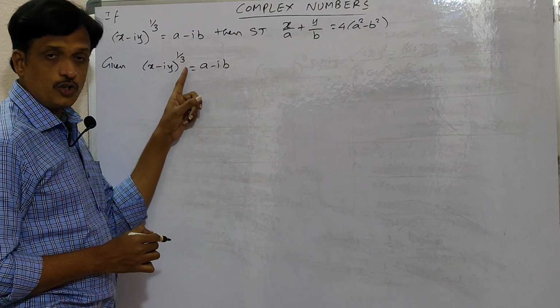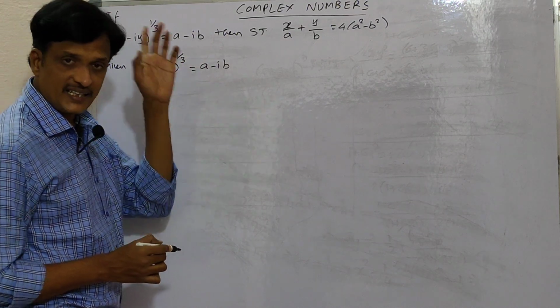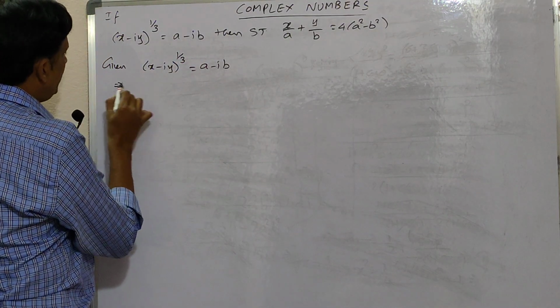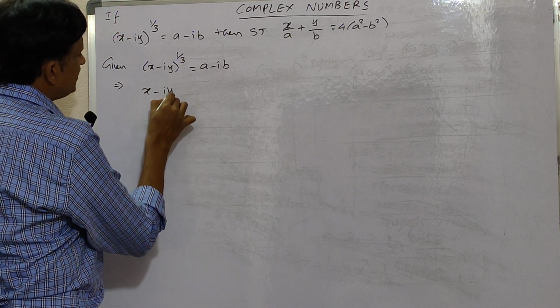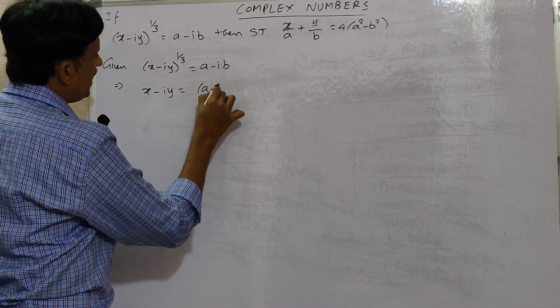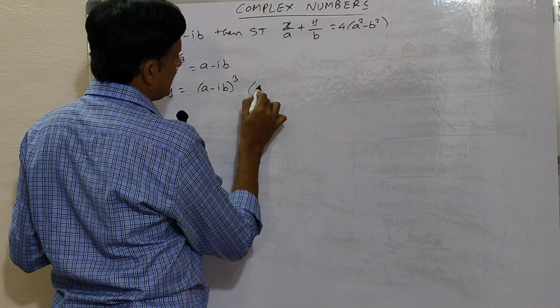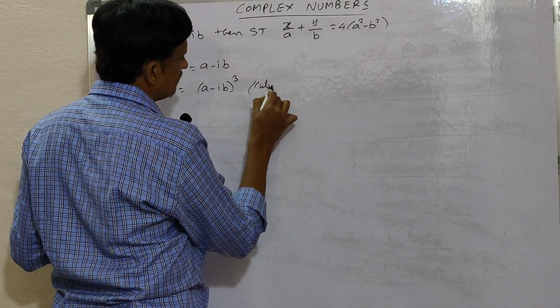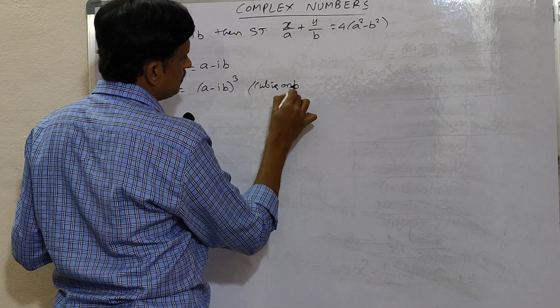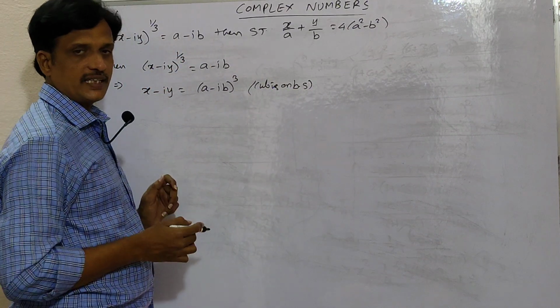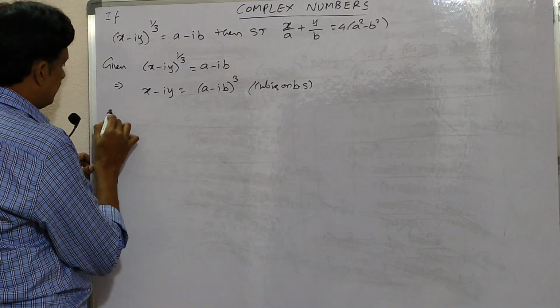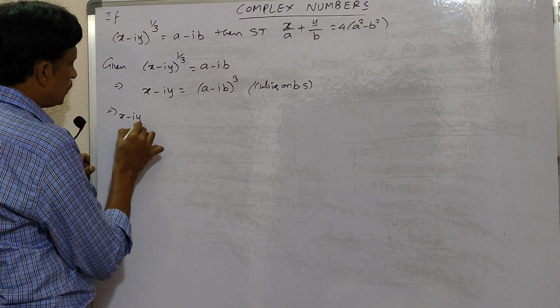To eliminate this cube root, we should apply whole cube on either side. So cubing on both sides gives x minus iy is equal to a minus ib whole cube. That is called cubing on both sides. Apply whole cube on either side.